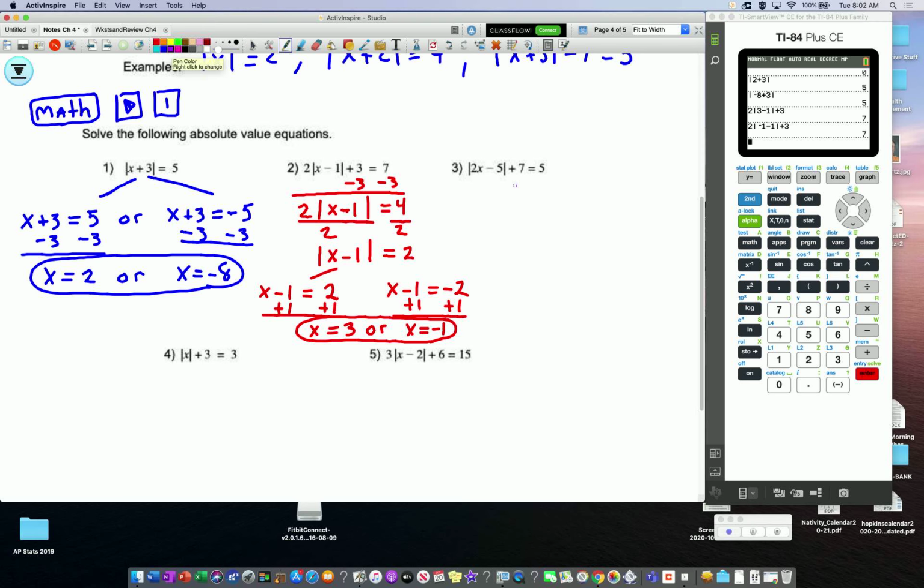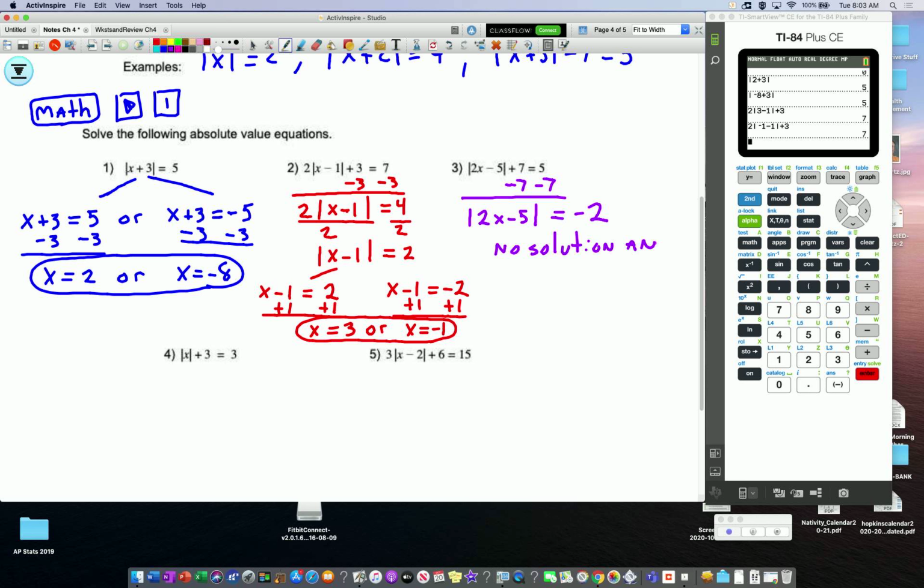So now, I'm going to subtract 7, subtract 7. So I get the absolute value of 2x minus 5 equals -2. But wait a second. Absolute value represents a distance, and a distance must be positive. You can't be -2 units away from 0. So, in this problem, we have no solution.